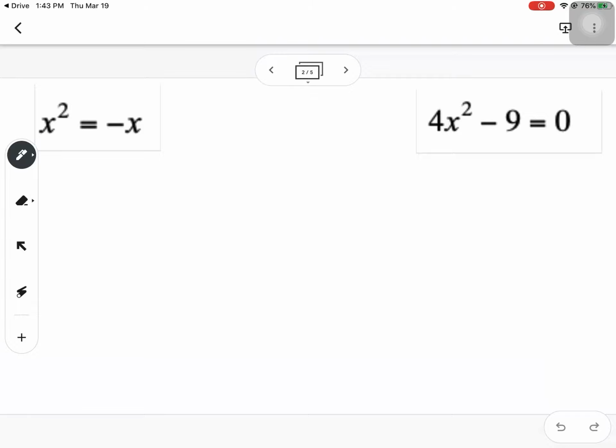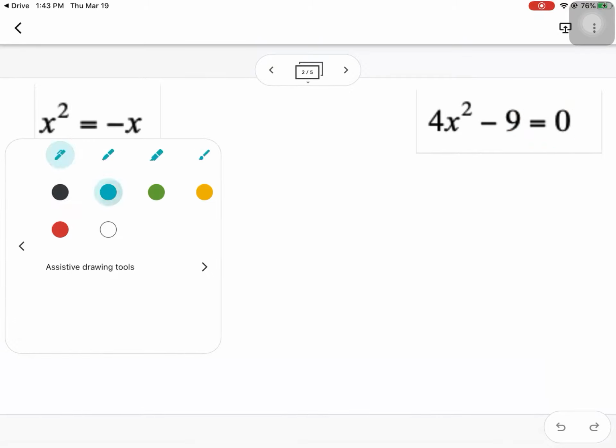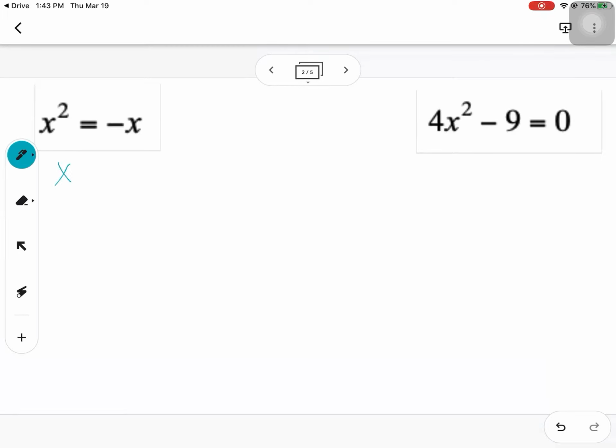First off, anytime you have a quadratic equation of any sort, you need it set equal to 0. The second example is already taken care of, but in this first one, I'm going to need to add that x over. Remember that I typically recommend that you keep your x squared positive, so whatever that means for your problem, that's what I would do.